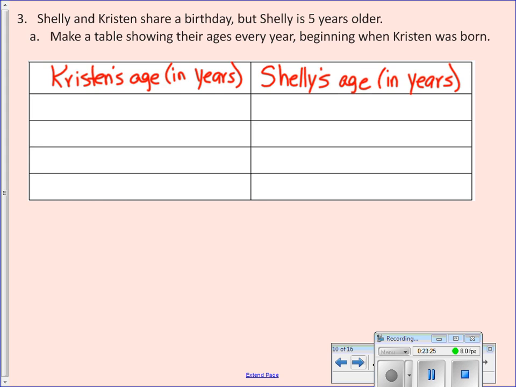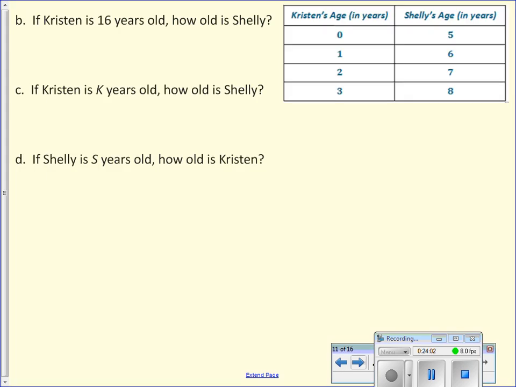Please open your binder, take your notes. Always try to label your unit in your heading on your columns, in your first row, okay? So, when Kristen was 0, Shelly was, when Kristen was 1, Shelly was, when Kristen was 2, Shelly was, when Kristen was 3, and Shelly was, because she's always 5 years older. So we're always taking Kristen's age and adding 5. So no matter what age she is, we can figure that out by putting it in the table.